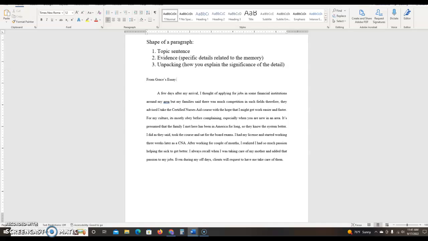We don't write over other people's writing, generally speaking, but let's modify this as if we were the writer in question, and you're moving from draft 1 to draft 2, or at the moment you've got these vignettes and you're taking them and you're trying to figure out, what do I do with this? Where do I break this up? Does this have enough? Is this too long? That kind of thing. So Grace said, a few days after my arrival, and she was talking about arrival in the United States, I thought of applying for jobs in some financial institutions around my area.